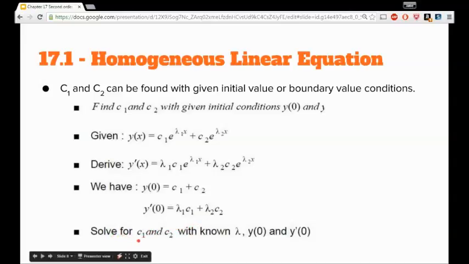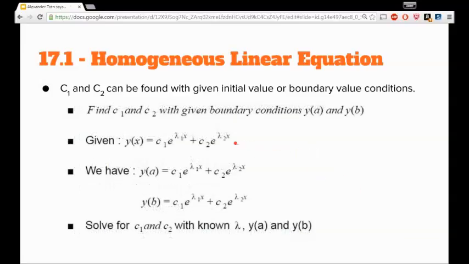Now we solve for c1 and c2 with the known lambda and the initial conditions. Now this is the case where we look at the boundary value conditions given in the problem. Now we have this case, it's the same case, case 1.